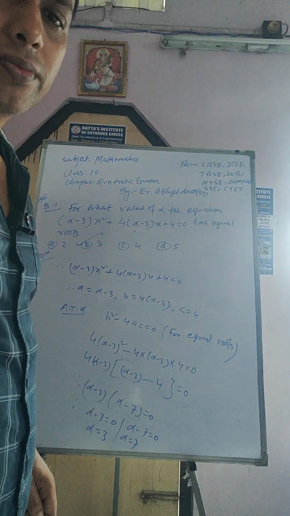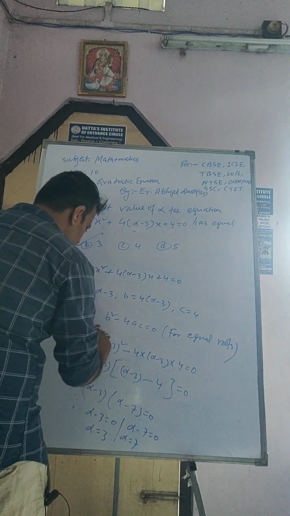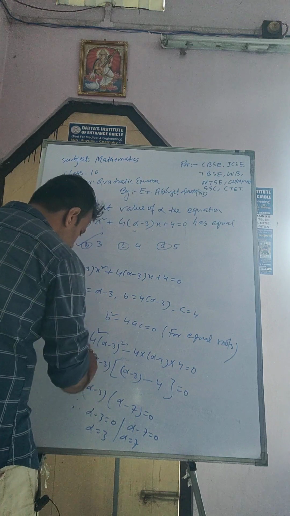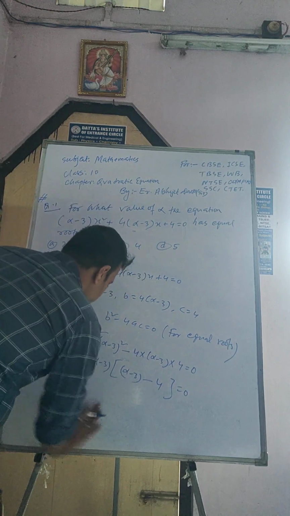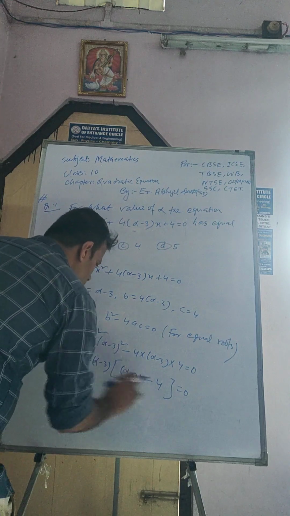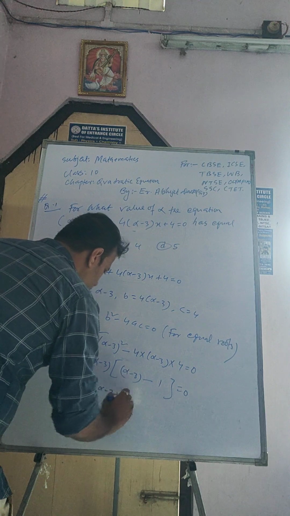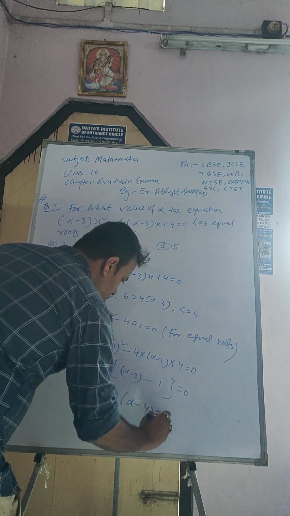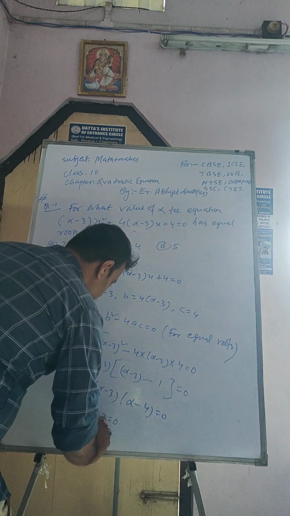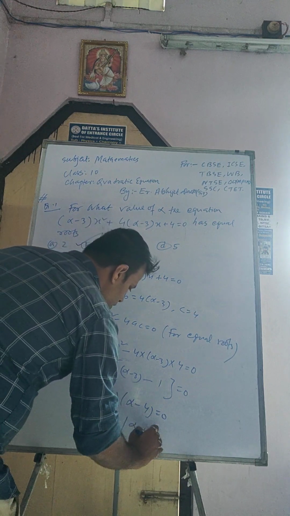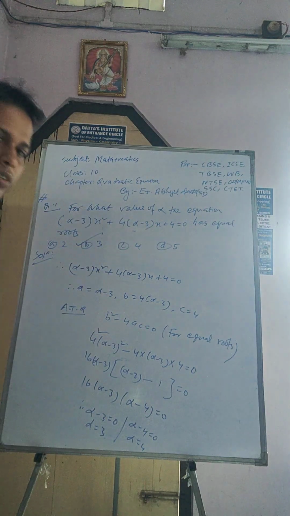Sorry, I am making one mistake here. It will be square. 4 square, that is 16. If I take 16 as common, it will be 16 into alpha minus 3 into alpha minus 4 equal to 0. So alpha minus 4 equal to 0, so alpha equal to 4.